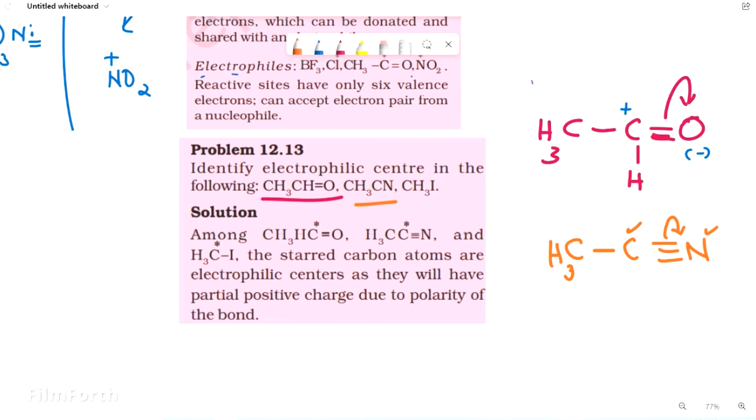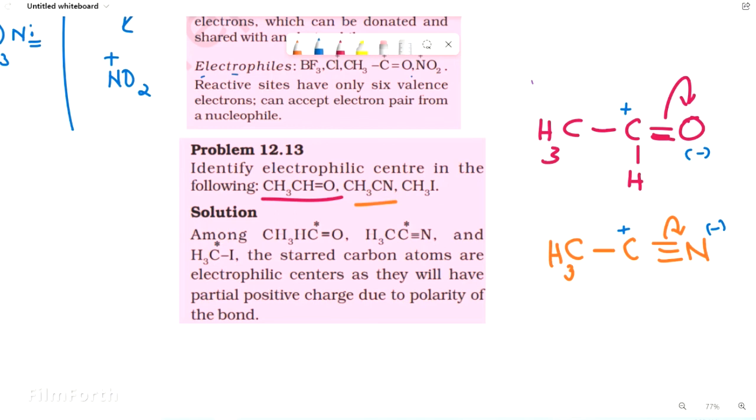So what will happen? Carbon acquires a partial positive charge and the nitrogen gets a negative charge. So this will have a negative charge due to the shifting of electrons and carbon will get a positive charge. So then it can act as the electrophilic center.